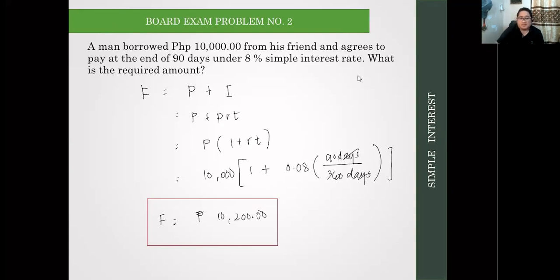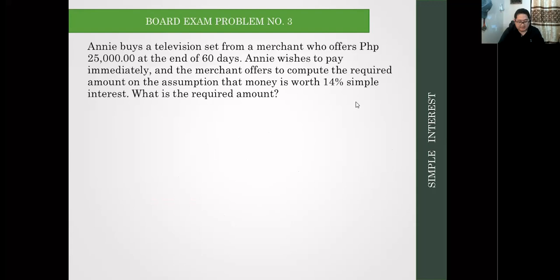Opo, sir. Okay. Next. Okay, I think this is the last one for simple interest. Kasi mas notable siguro yung compound interest, no? Compared to simple interest. Okay. So Annie buys a television set from a merchant who offers 25,000 at the end of 60 days. Okay. Annie wishes to pay immediately and the merchant offers to compute the required amount on the assumption that money is worth 14% simple interest. What is the required amount?